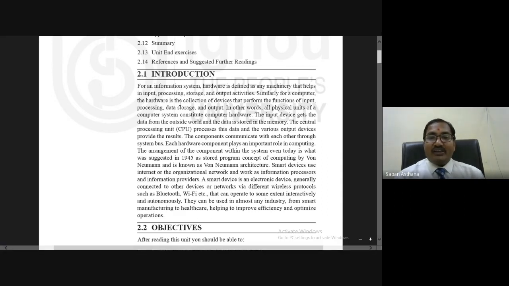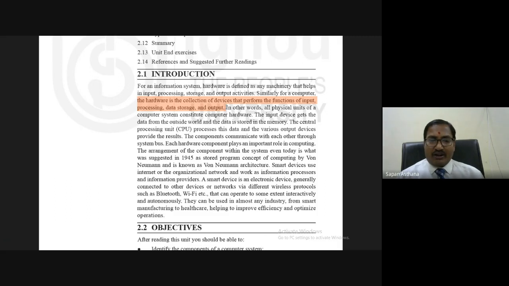Here the important point: hardware is the collection of devices that perform the functions of input, processing, data storage, and output. Suppose I am here in front of all of you virtually. First of all, I'm using my desktop. Second, there is the speaker. Whatever you are sharing, I'm listening through my speaker; I'm not using any earphone. Second, all of you are seeing me by webcam. This is the camera. All of you are viewing me through your mobile, desktop and laptop. Plus, there is one keyboard also. From there, I move this e-content.